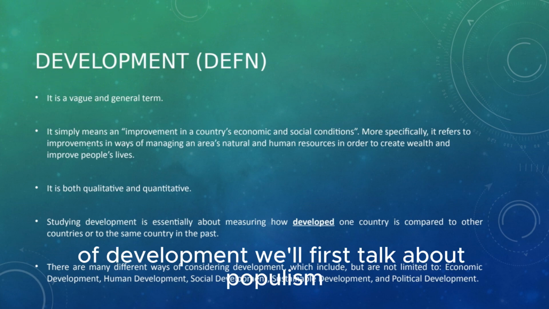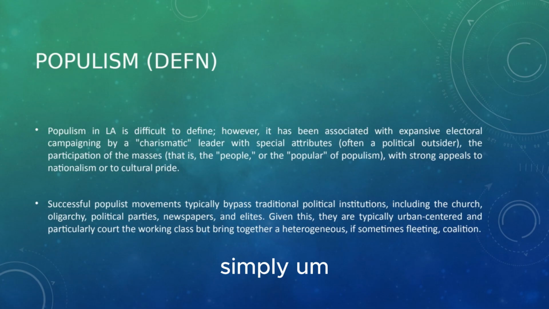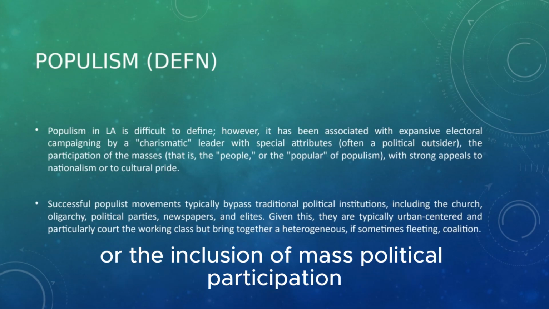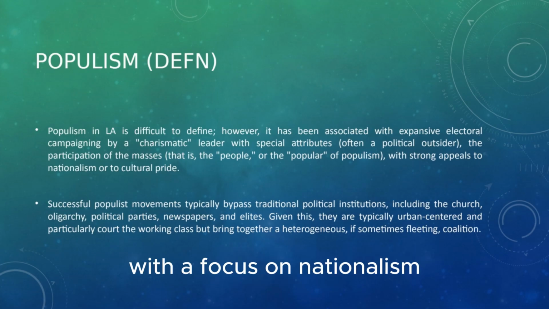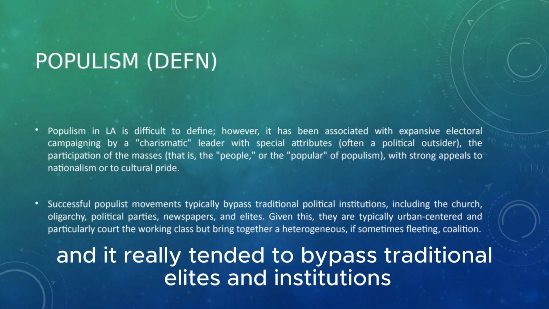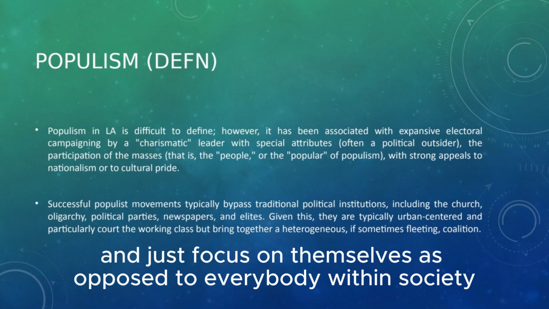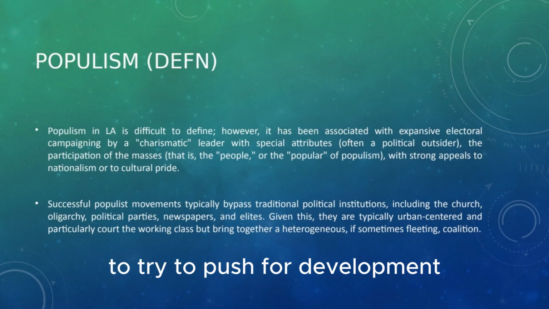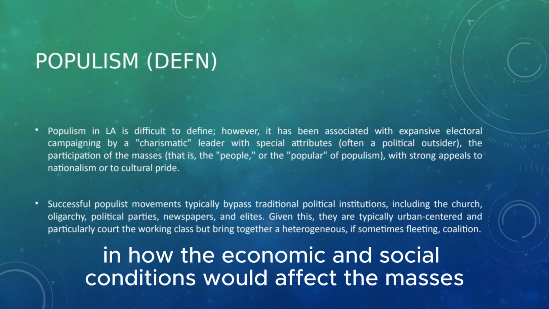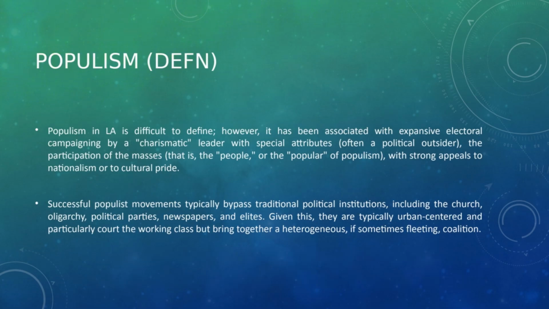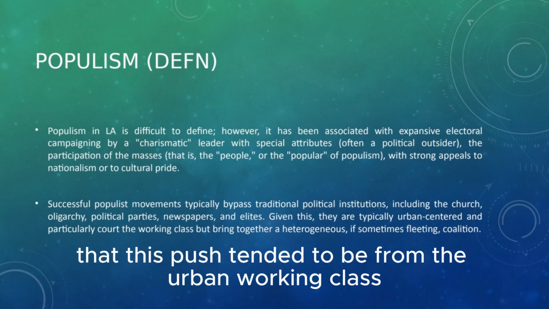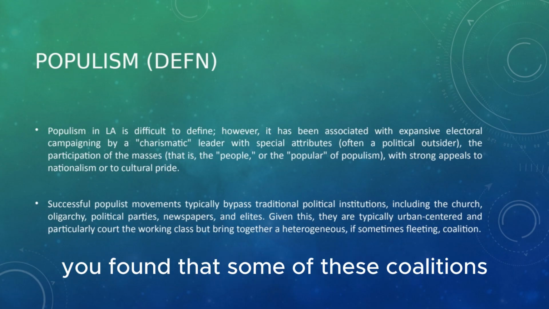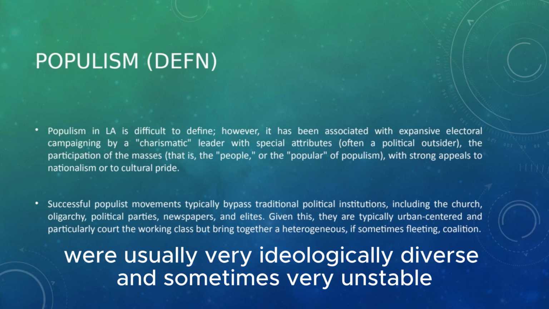Now, when we look at political strategies of development, we'll first talk about populism. When looking at it from the Latin American perspective, it was largely associated with charismatic leaders and the inclusion of mass political participation with a focus on nationalism, and it really tended to bypass traditional elites and institutions that tended to be very undemocratic and just focus on themselves as opposed to everybody within society. So you found that there's usually the development of populist coalitions to try to push for development that would lead to a change in how the economic and social conditions would affect the masses. But we found that this push tended to be from the urban working class that was missing out on all of these things prior to that. But even though it worked in some cases, some of these coalitions, once they developed, were usually very ideologically diverse and sometimes very unstable.